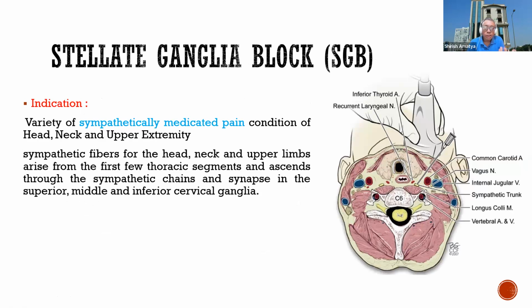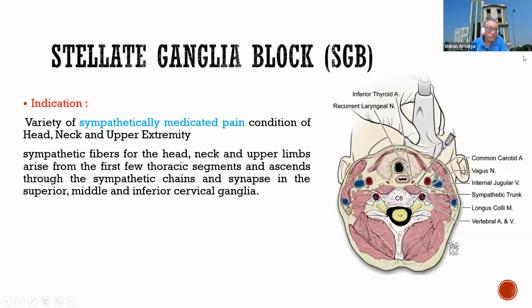As we know, sympathetic fibers of the head and neck are usually supplied from the T1 to T3 spinal segments, and the sympathetic fibers for the upper limb come from the T2 to T8 spinal segments. The sympathetic fibers from these levels travel up and merge with the sympathetic chain of the superior, middle, and inferior cervical ganglia and supply the head, neck, as well as upper extremities. So if there is any sympathetically mediated pain, especially CRPS of the upper limb, or sympathetically mediated pain of the face and neck, then we go for the stellate ganglion block.